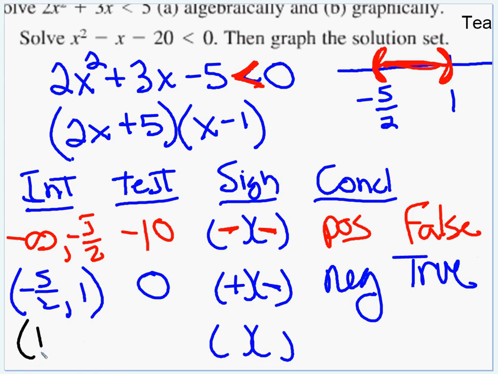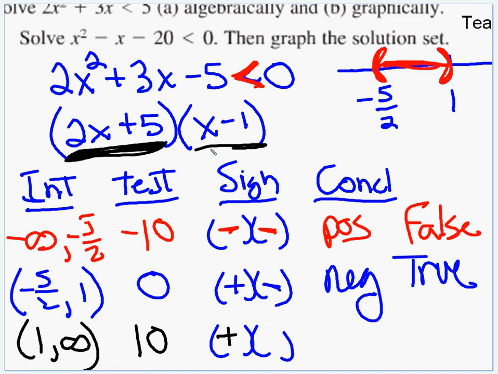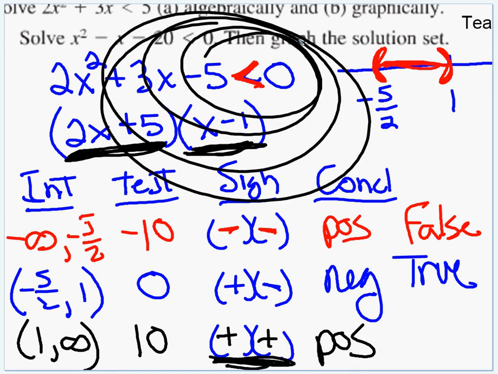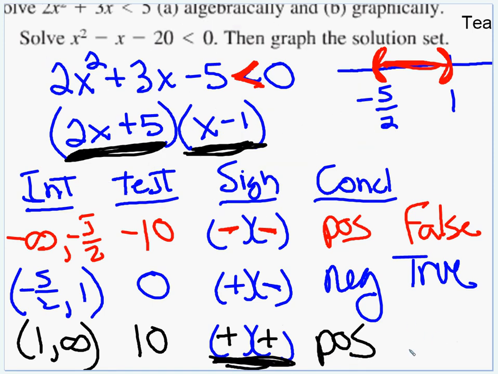Last up, positive 1 to infinity. 10 is a great number to use. 2 times 10 is 20, plus 5 is positive. 10 minus 1 is positive. Positive times positive is positive. And are positive numbers less than 0? No, they are not. False.